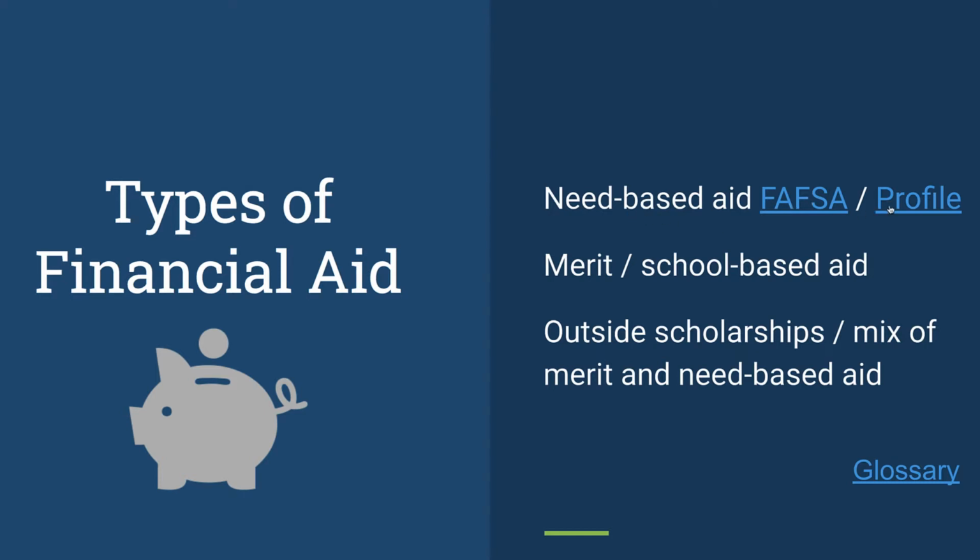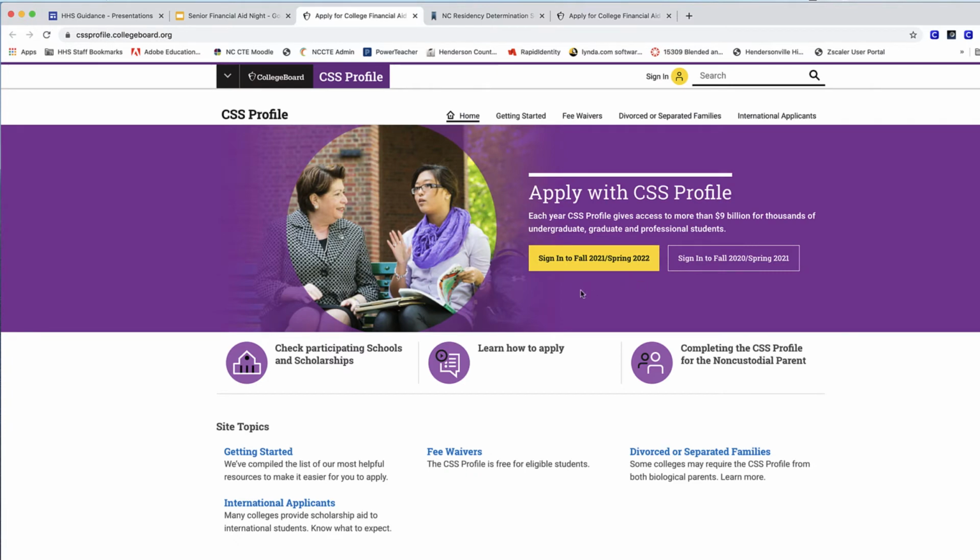But we do also want to make you aware that some students will have to complete the CSS profile. This is what the profile looks like. What this is, schools anywhere that are giving away more of their institutional money than they are the federal government's money, due to the size of their endowments, they have a right to ask for the CSS profile on top of the FAFSA form.